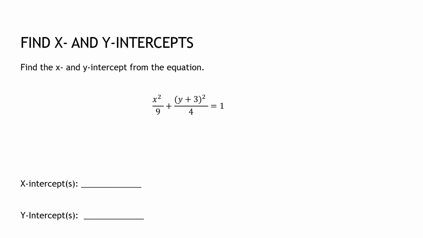This one's not so fun. Again, feel free to graph it so that you know what you're looking at. But we're just going to do the math here, same thing that we did before. So I'm going to start with my x-intercept. And on my x-intercept, I set y equal to 0. So I'm going to say x squared over 9 plus (0 plus 3) squared divided by 4 equals 1. And of course, this one's not going to be super fun. x squared over 9, 0 plus 3 is 3, 3 squared is 9.